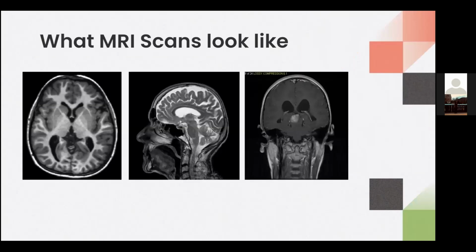These three scans are what MRI scans look like. The first scan here is an axial scan. It's a scan of the top of the brain. The one in the middle is a sagittal scan, and it shows the side of the brain and the spine. And the one on the right is a coronal scan, and it shows the back of someone's brain and also some parts of the spine.